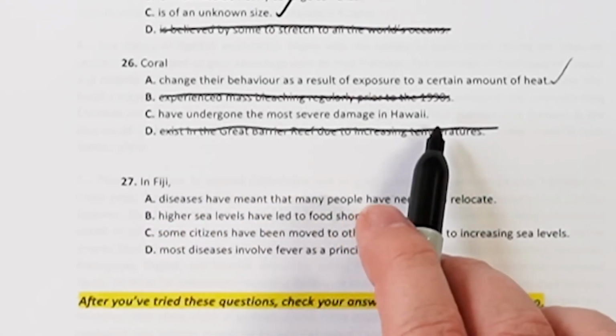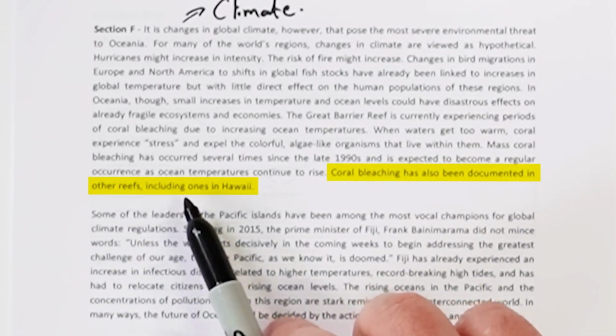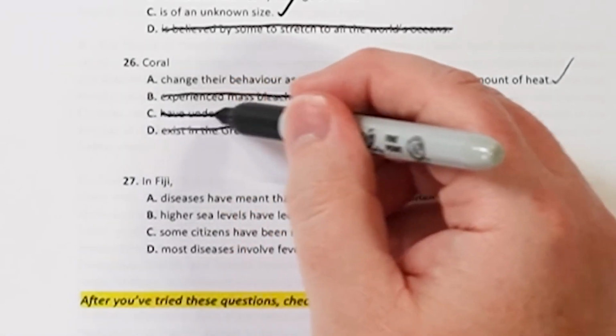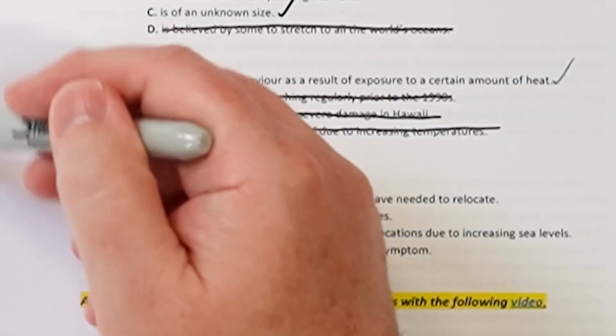Have undergone the most severe damage in Hawaii. Coral bleaching has also been documented in other reefs, including ones in Hawaii. Doesn't mention anything about the severity in Hawaii, so it is A. In Fiji, so we're talking about Fiji here.